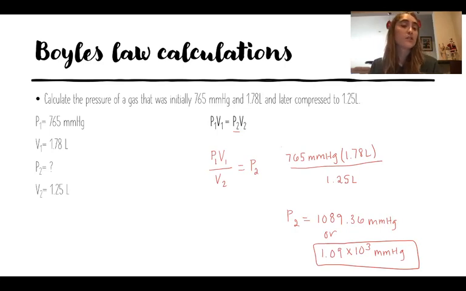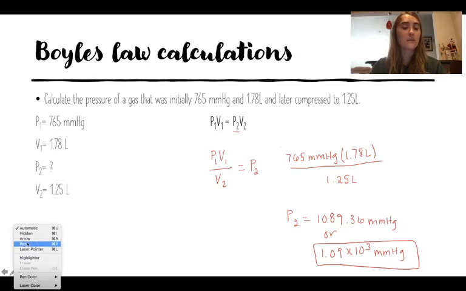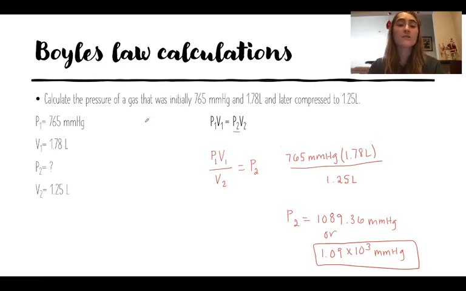So if you're given a question like this to calculate the pressure of a gas that was initially at 765 mmHg and 1.78 liters and later compressed to 1.25 liters, then you can use this equation. Now let me show you something here. When I read these problems, because essentially we're going to talk about these 5 laws, right? By the end, it's never going to tell you this is Boyle's law or this is Charles' law. You have to be able to identify it based on the variables that you're given.